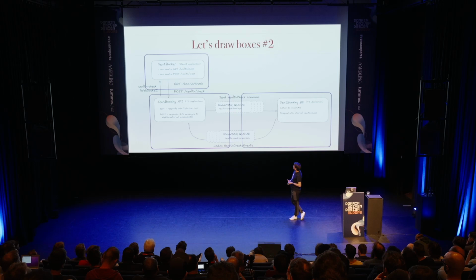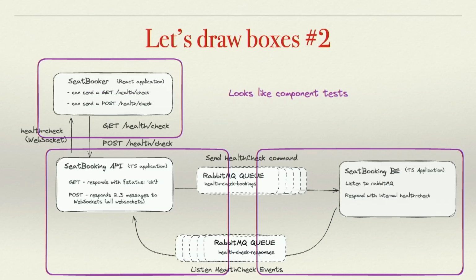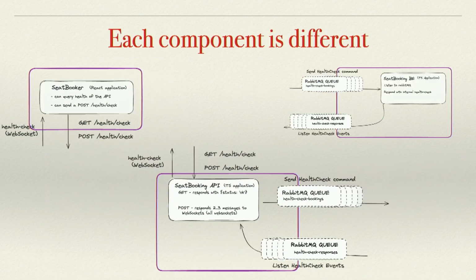I deliberately drew the RabbitMQ to be partly within the box. This looks like component tests to me, and as I said earlier, what these are called doesn't really matter. The important thing is how you would name these in your environments and in your teams. Let's take a look at this as a use case, of how we can use the model in these things. Because all these components are different.